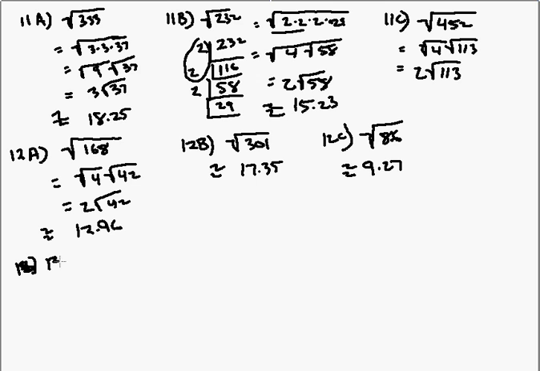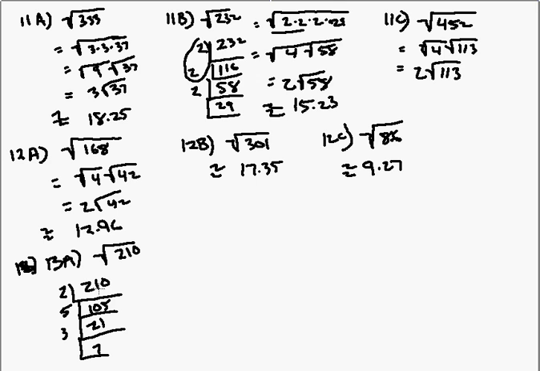13a is square root of 210. So let's see, 210. If I prime factor that, it turns into 105. 5 goes into that 21 times. 3 goes into that 7. So there are no pairs of factors. Therefore, it's just the square root of 210, and that's approximately equal to 14.49.